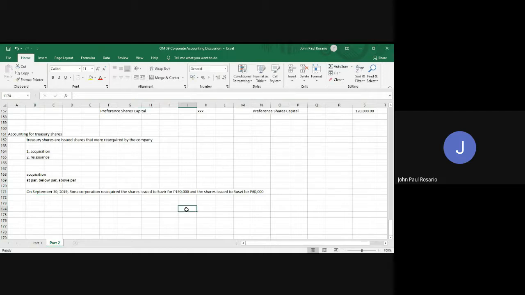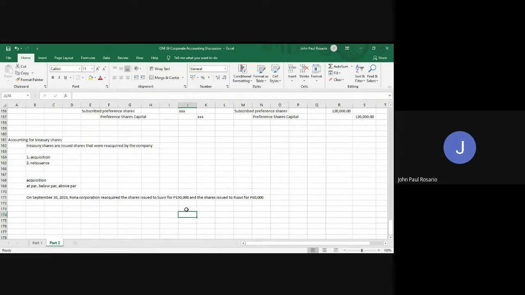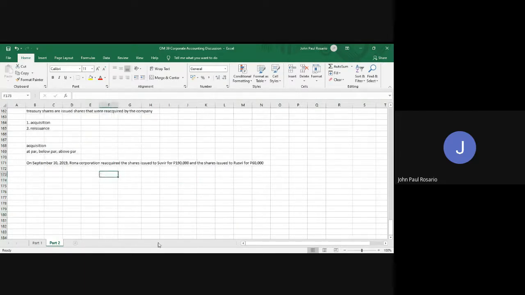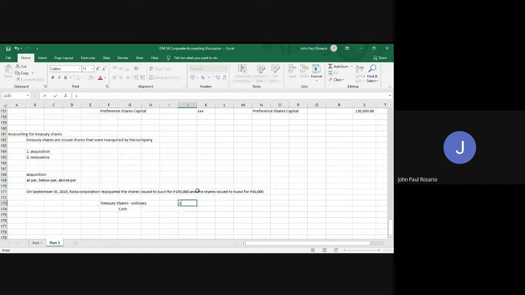Okay. So once kali nga mag-reacquire ta og shares guys, ang imuhang pro forma entry is ani lang. Debit ka ng treasury shares, ordinary, and then kung talag cash ang imuhang gibayad, and then another one, treasury shares, preference, cash. Okay.